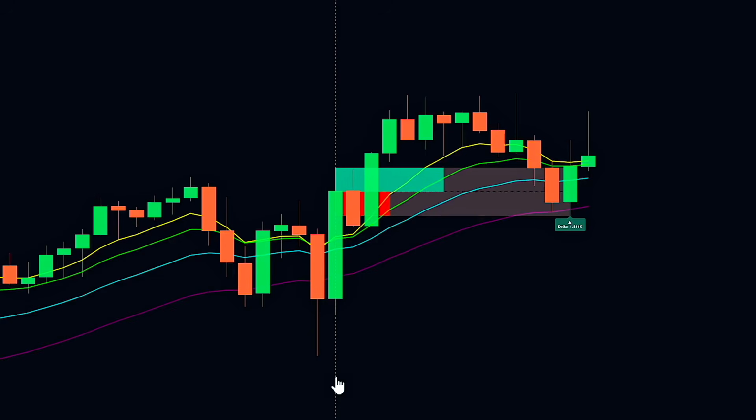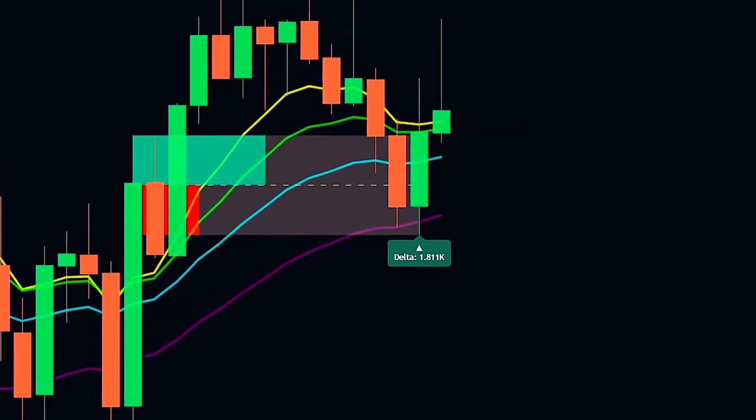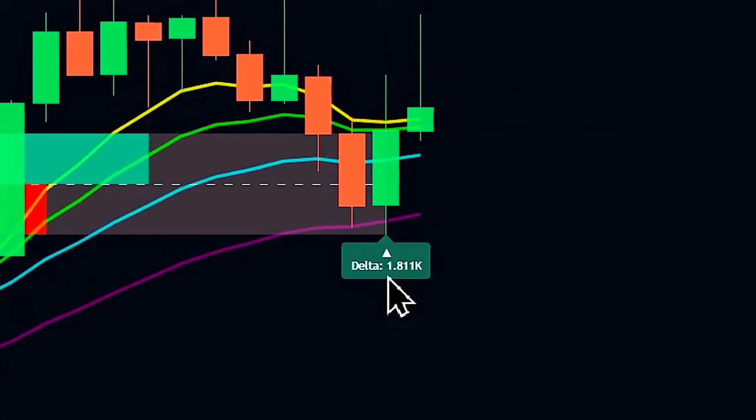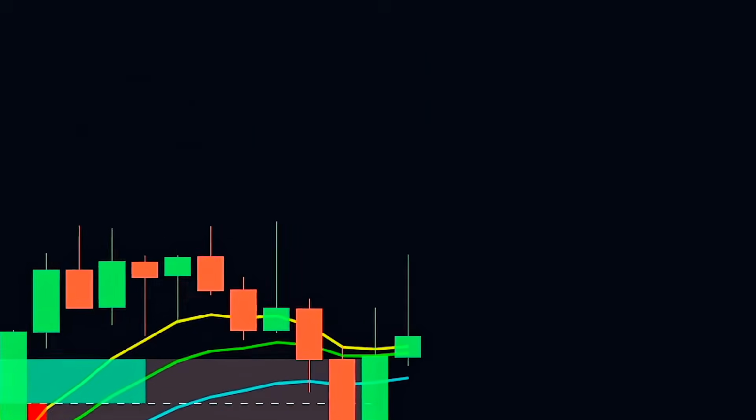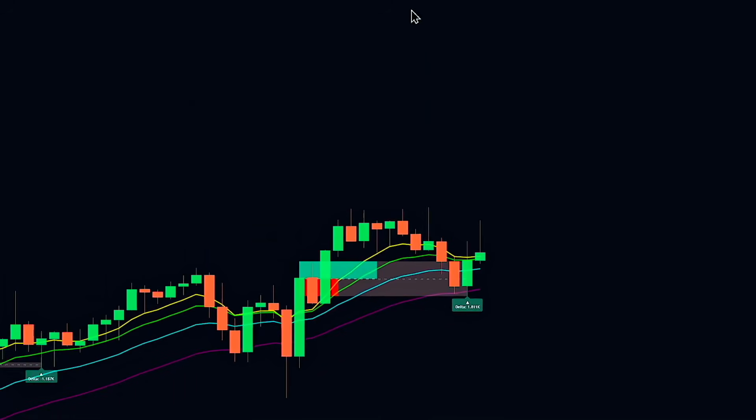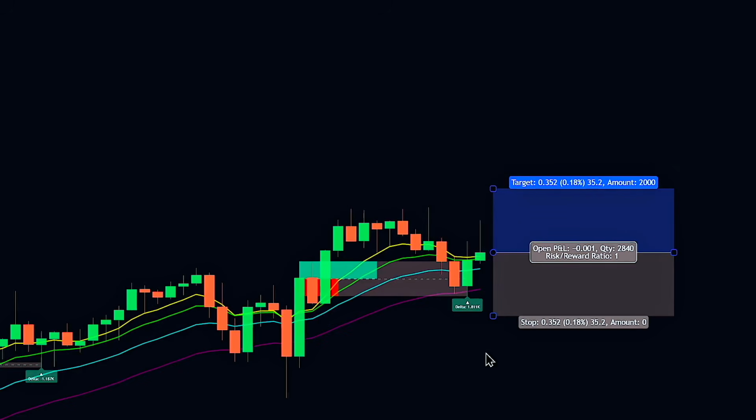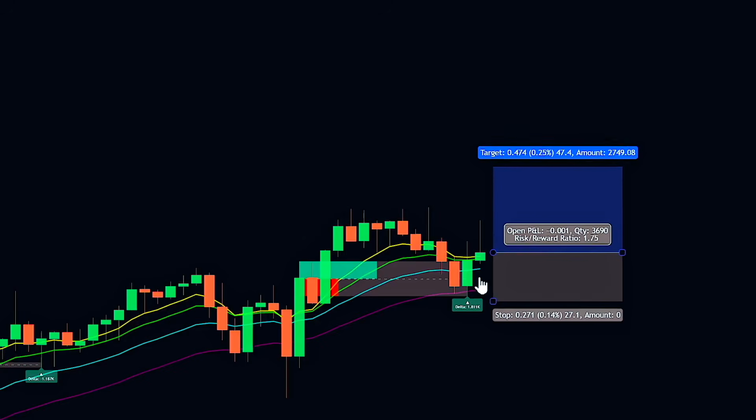The last thing you need to do is look at the delta. It has to be a positive number above 1000. Right here, you can see it clears that level, showing that buy pressure during the retest was strong enough to push price higher. That's your green light to go long. Place your stop either under the recent swing low, or if that candle is tiny, just under the resistance zone. Set your target at 1.5 times your risk and let it run.